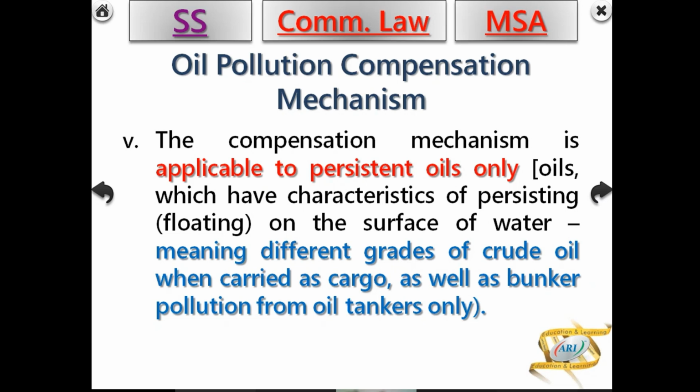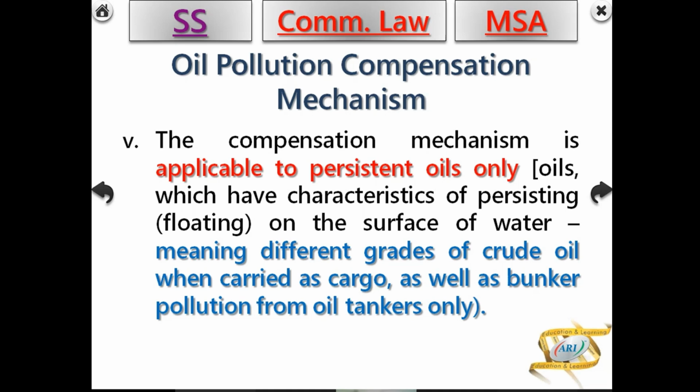Now, when CLC was first developed in 1969, they said that when we are creating a mechanism, why not include compensation in case the crude oil tanker is in ballast? When it is loaded, single hull tanker, it runs aground, oil will come out from cargo tanks. But when the tanker is in ballast, in case of a grounding, oil can come from sludge tanks or heavy fuel oil tanks. So why leave them out?